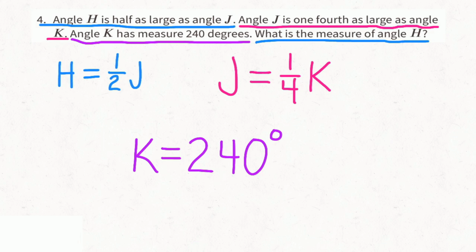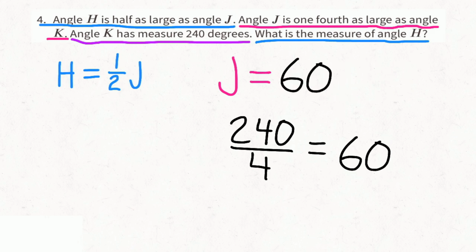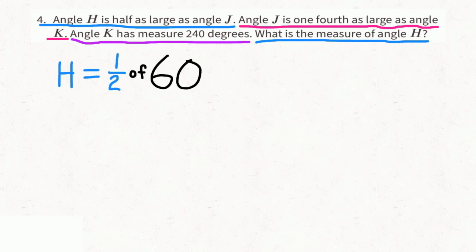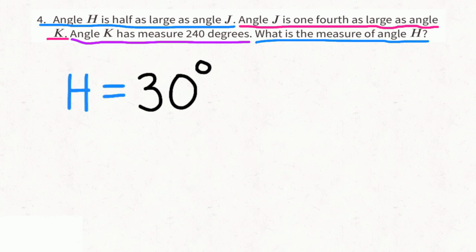The information tells us that angle J is 1/4 of angle K, or 1/4 of 240 degrees. 240 divided by 4 is 60, so angle J is 60 degrees. It also tells us that angle H is half as large as angle J, so half of 60 degrees is 30 degrees. Angle H is 30 degrees.